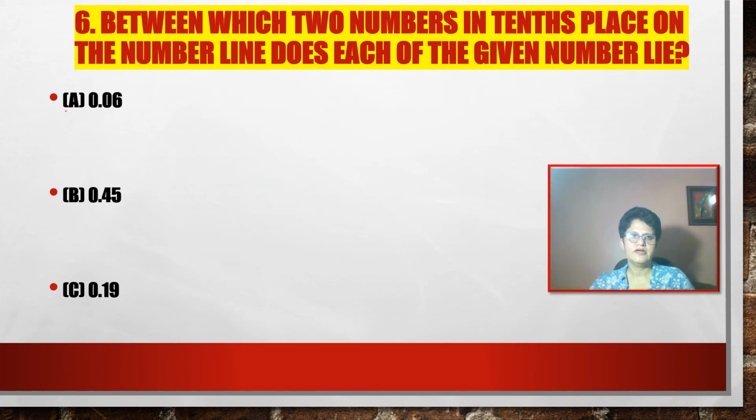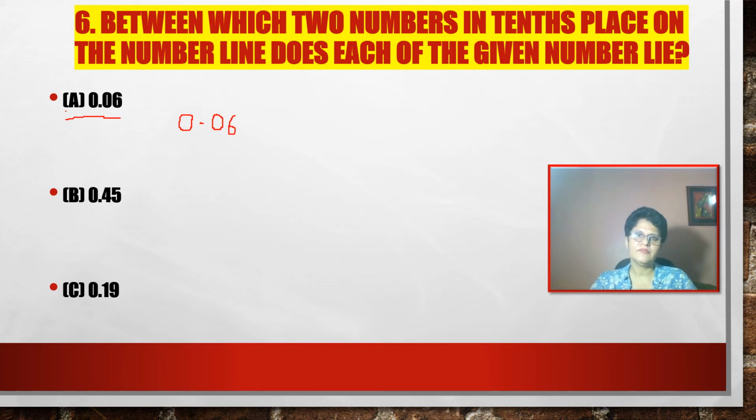Alright children, now let's read question number 6. It says, between which two numbers in the tenths place on the number line does each of the given numbers lie? So we look at the first question, which is question A here, and the answer is actually, can you read this in words? It is what? Can you tell me? This is 0.006, right? In words. So that means 6 is at the thousandths place.